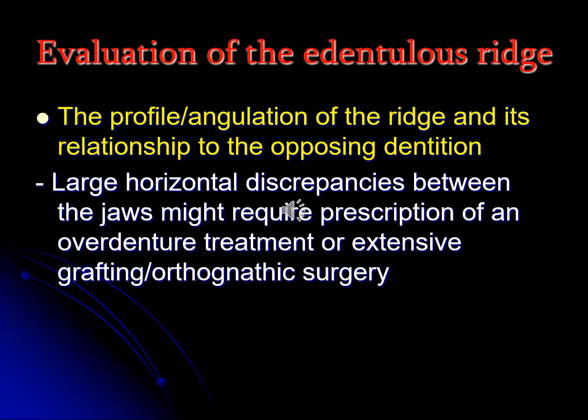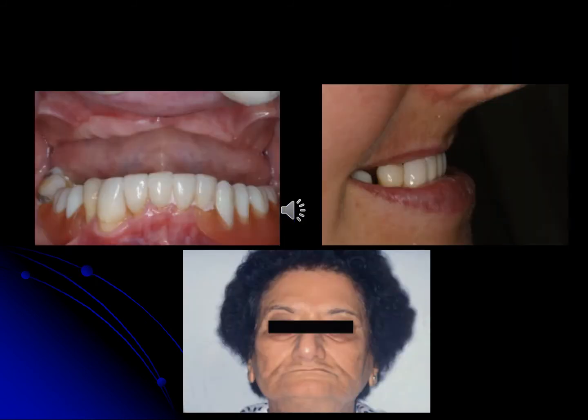An overdenture solution is a prosthesis supported by implants that can support the soft tissue and the teeth, and change the relationship from class 3 or class 2 to relationship class 1. This is an example of large horizontal discrepancies between the jaws. In this case, we see severe resorption in the maxilla due to the extraction of the upper teeth that led to a class 3 relationship between the jaws.